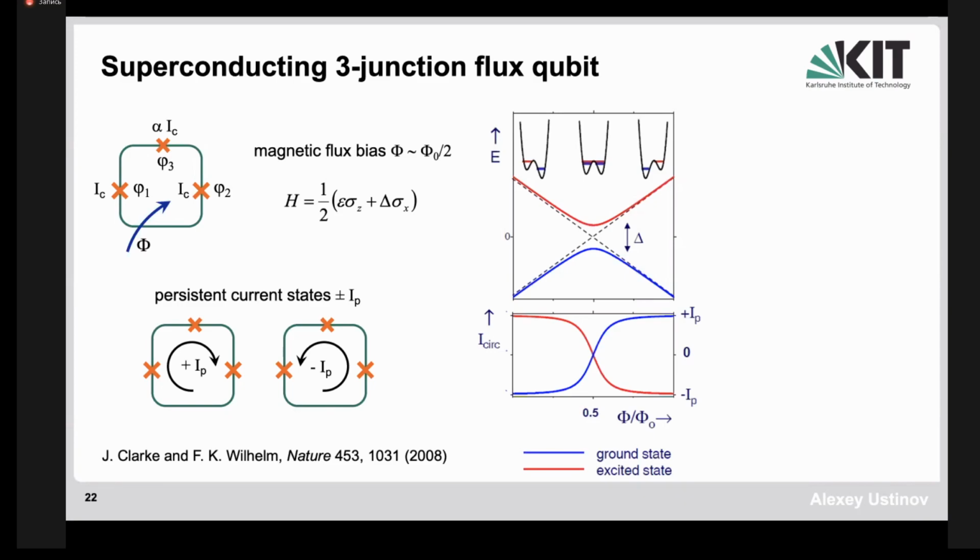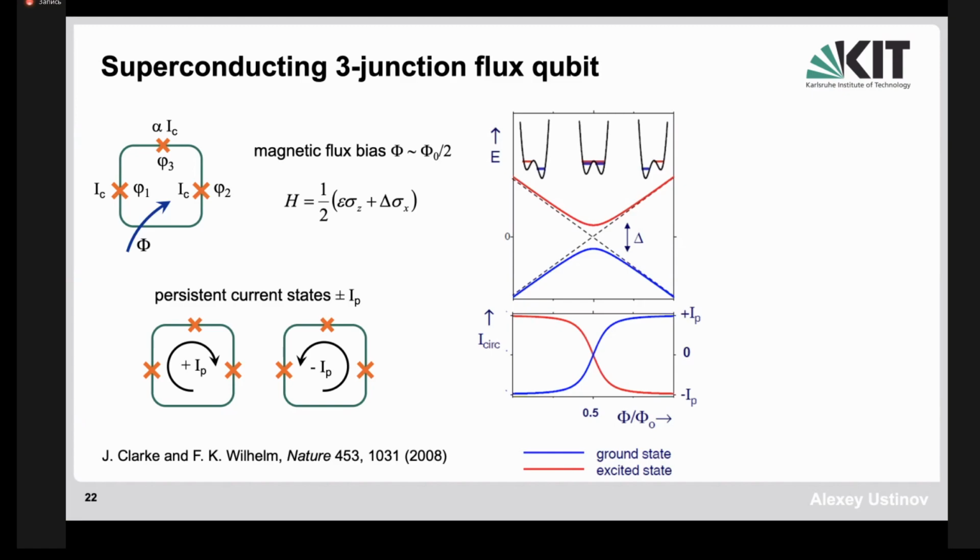Now, the Hamiltonian in the spin operators will look like this. This is corresponding to tunneling, sigma x, and this is corresponding to the tilt of the potential. If you calculate the eigenstates, then for half flux quantum, which means this symmetric potential, the energy level separation will be minimal. Then if you change the magnetic field, you simply change the symmetry of this potential. You make one well higher, the other well lower.